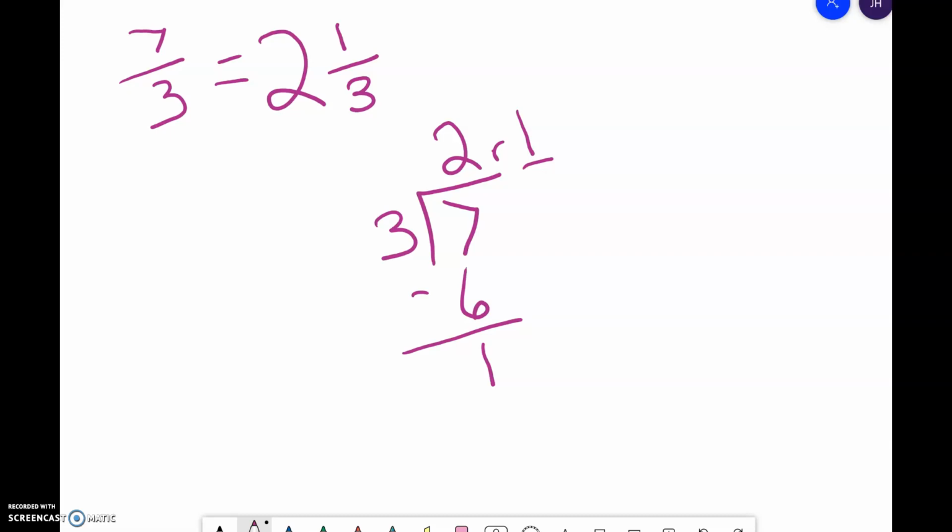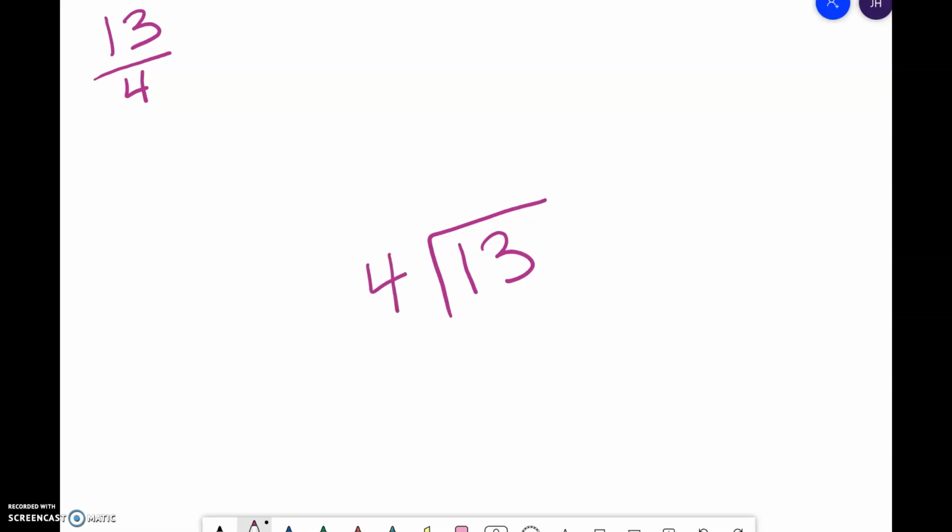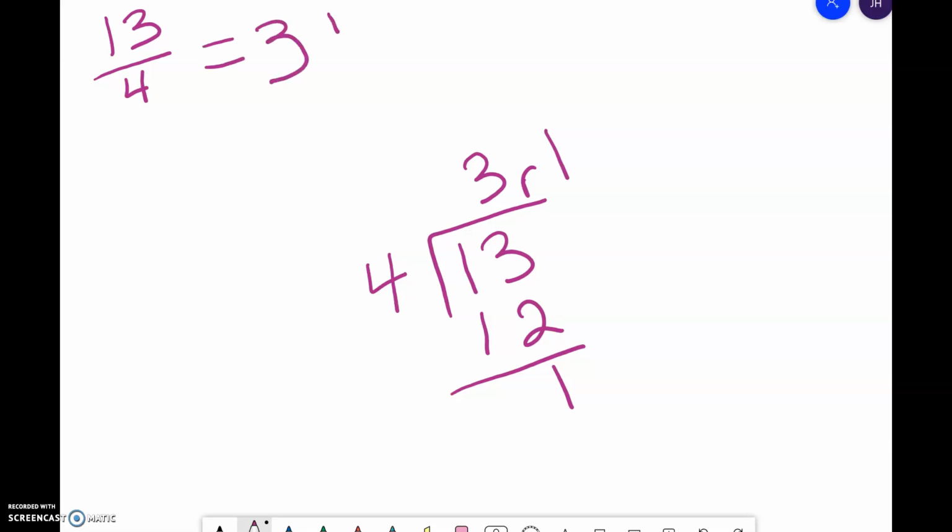All right, we're going to try that again with another one. What if I give you 13/4? To make that improper fraction into a mixed number, I'm going to take 13 and divide it by 4. 4 goes into 13 3 times. 3 times 4 is 12. I have 1, which is my remainder. So 13/4 is equal to 3, and 1 of the fourths is left.